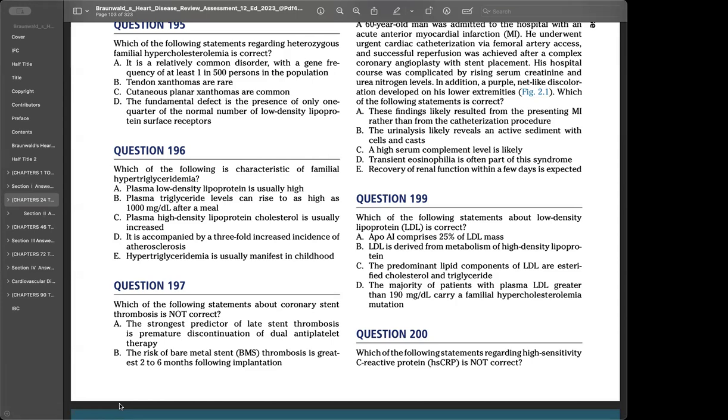Then B, the risk of bare metal stent thrombosis is greatest. Okay, sorry, option A is correct rather. Whether it's late or early, discontinuation of dual antiplatelet therapy is a predictor of stent thrombosis. Then option B, the risk of bare metal stent thrombosis is greatest 2 to 6 months following implantation. Usually, the risk is high at the time that the stent is being passed, not within 2 to 6 months following implantation. So option B is the wrong option.